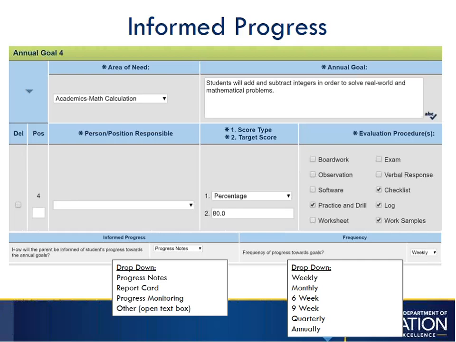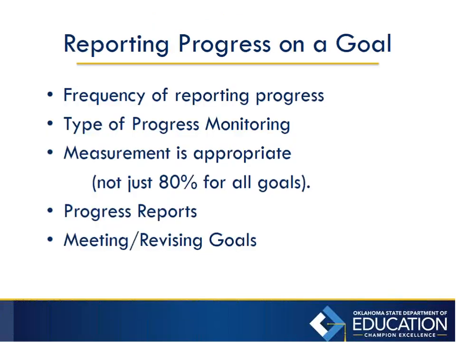And then, of course, the drop down: weekly, monthly, 6-week, 9-week, quarterly, annually. If you're new to a district, I would really get with your special ed director because they probably have a set time period when they want to send progress notes home. So if you have any questions, I would reach out to your director or coordinator for that.